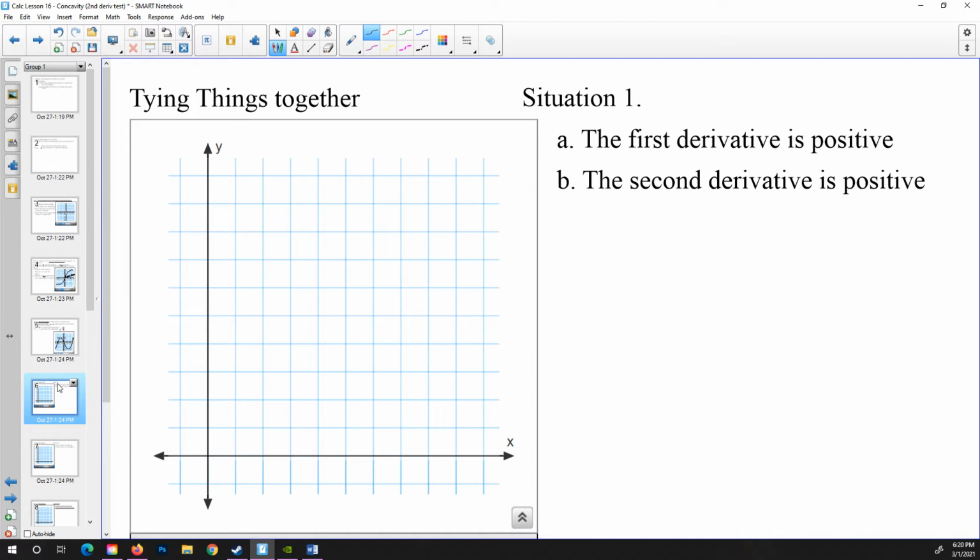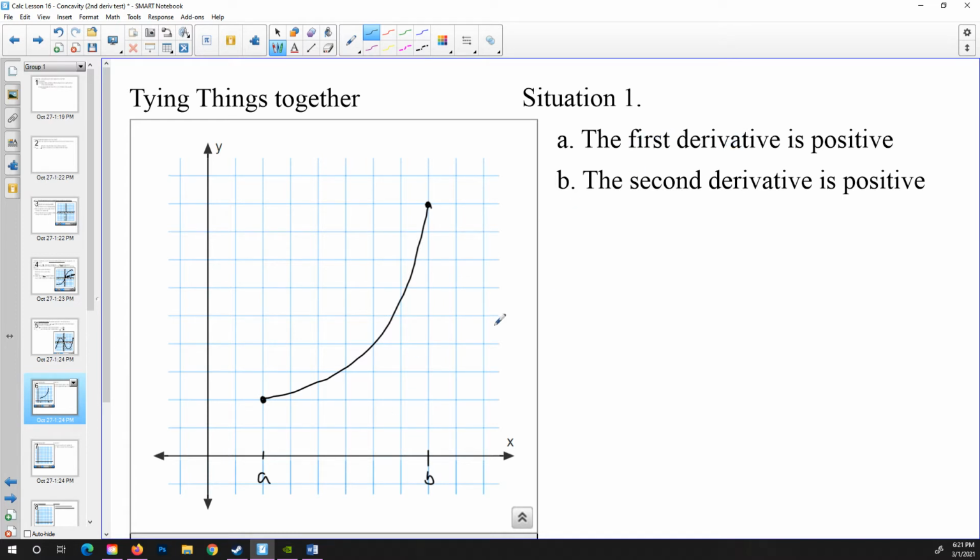Let's tie some things together. Let's draw some pictures. Situation 1. If I were to say that we have a function where the first derivative is positive and the second derivative is positive, then the first derivative says that the function is increasing, and the second derivative, being positive, says that it's concave up. So if I want to draw in a function from a to b on this closed interval that meets these two criteria, then it would look like this.